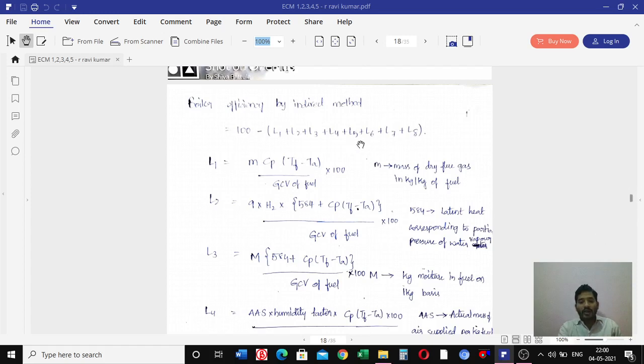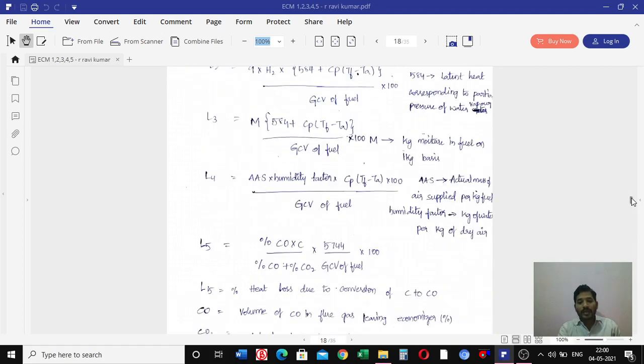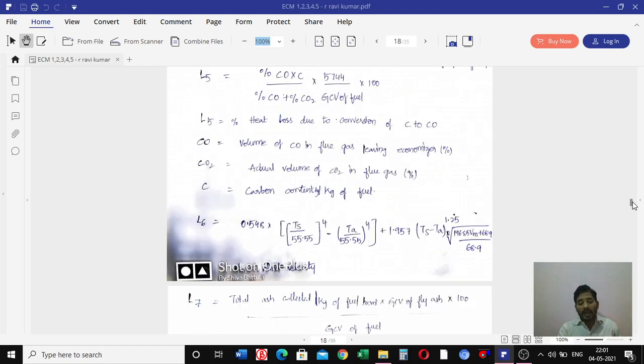And if you want to find out the value of L4, it is A into humidity factor into specific heat capacity into (final temperature minus initial temperature), multiplied by 100 divided by the gross calorific value of the fuel. Here A is the actual mass of air supplied per kg of fuel. From that we can easily find the value of L4. For L5: percentage of carbon monoxide into carbon, divided by (percentage of carbon monoxide plus percentage of carbon dioxide), into gross calorific value of the fuel into 5744, into 100. So we understood that we can easily find L1, L2, L3, L4 and L5.